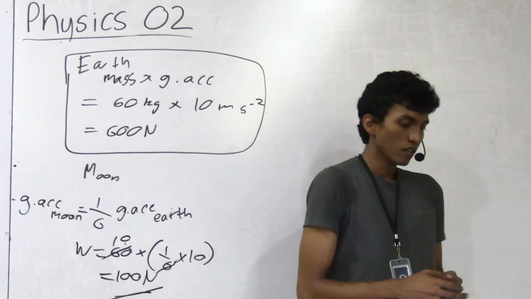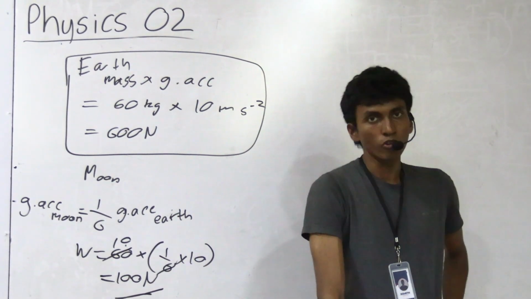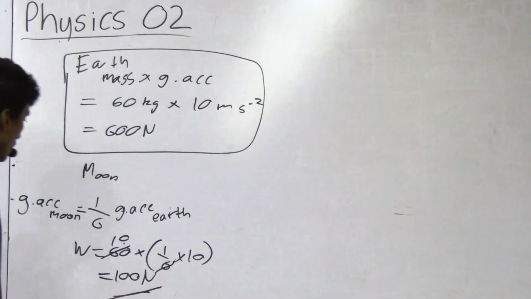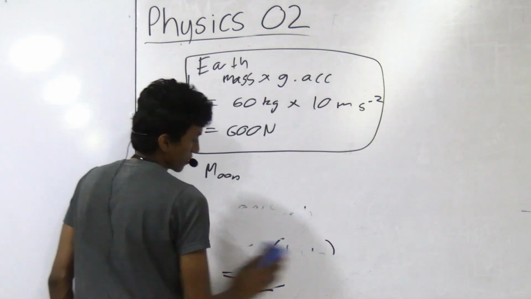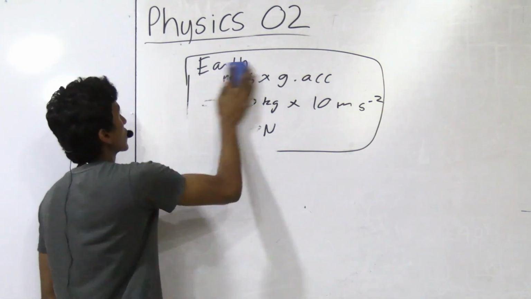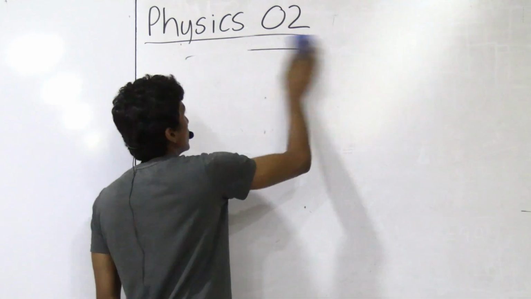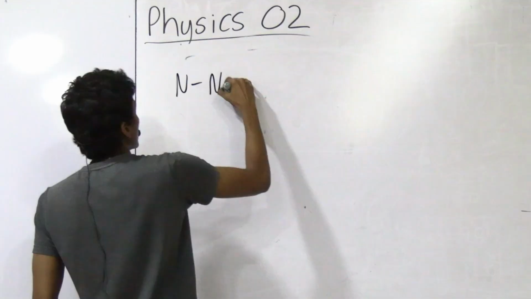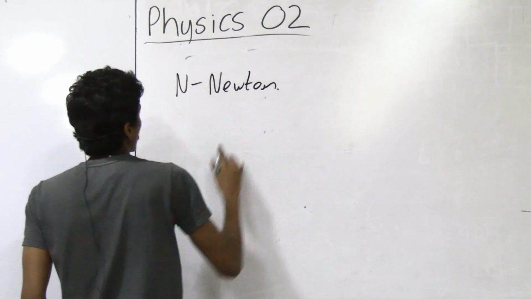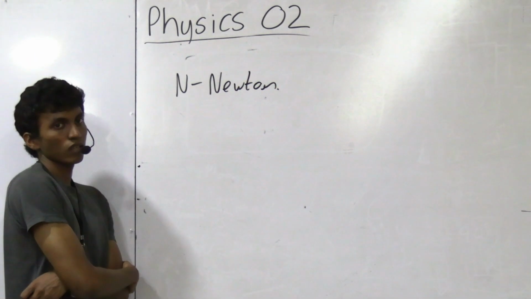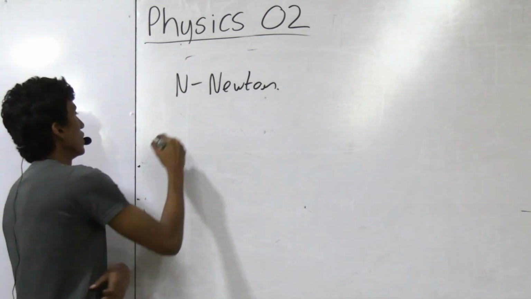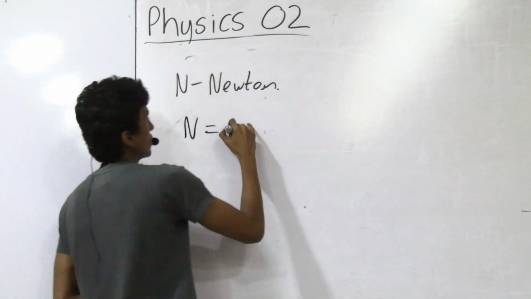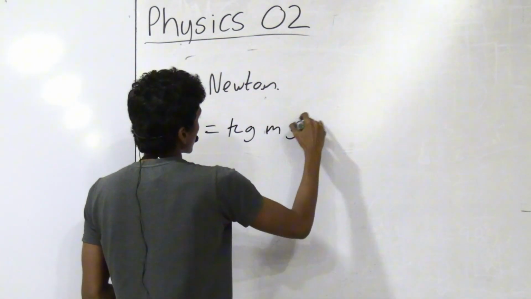Question number 7. The SI unit of force in fundamental units is. So what is the SI unit of force? Not in the fundamental unit. What is the derived unit for it? It's Newton, right? So if you can remember it, Newton can be written as kilograms meters per second squared.